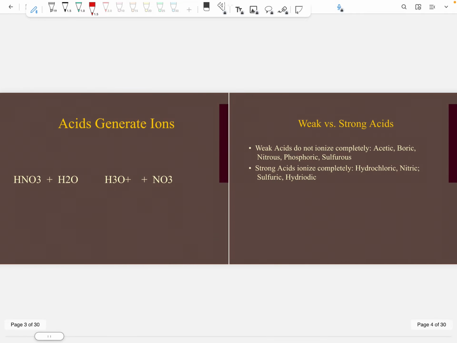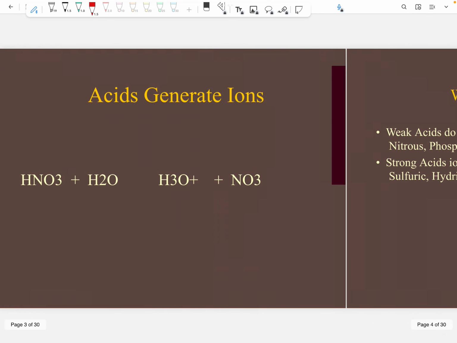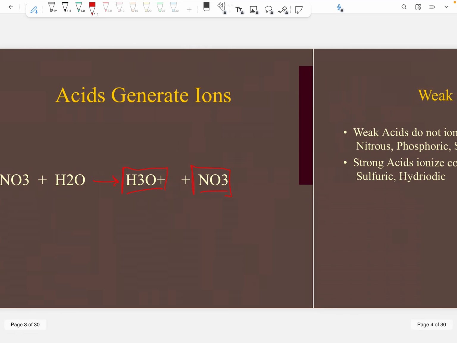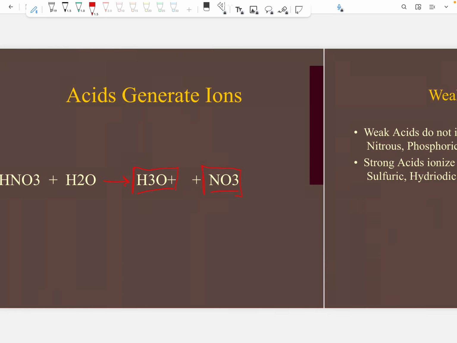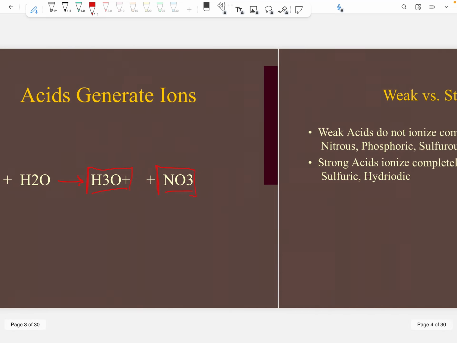Okay, so here's a general equation with an acid. What we have here is nitric acid plus water, and when that combines, we form H3O and NO3. Those are the ions that dissociate in solution, okay? H3O is really called a hydronium ion.